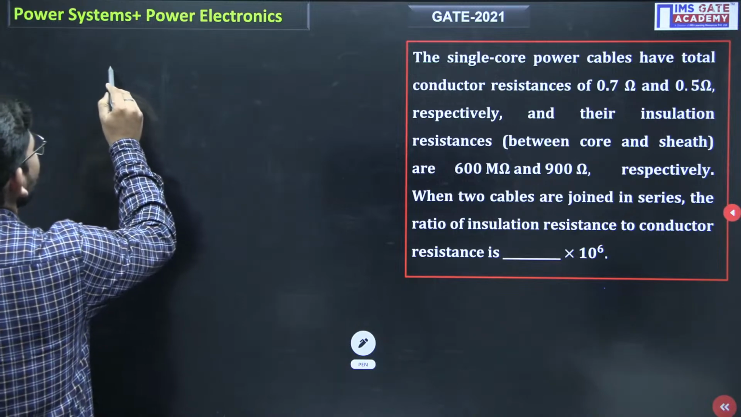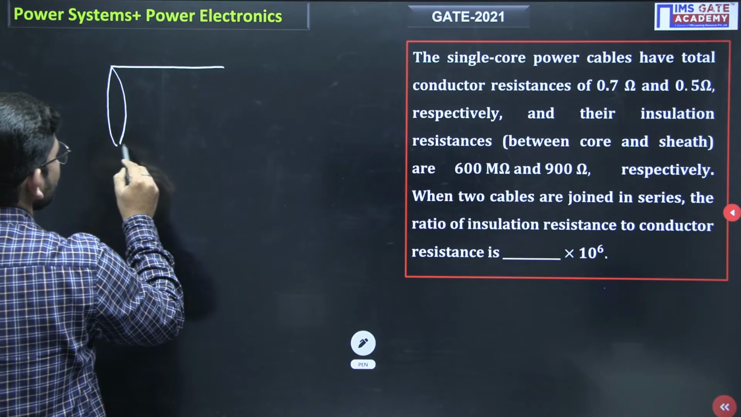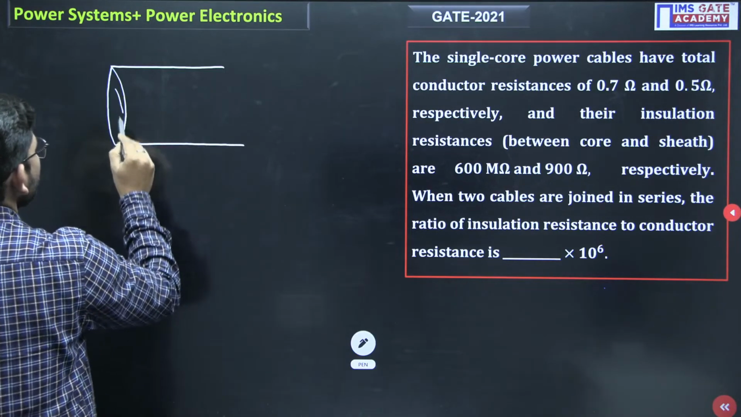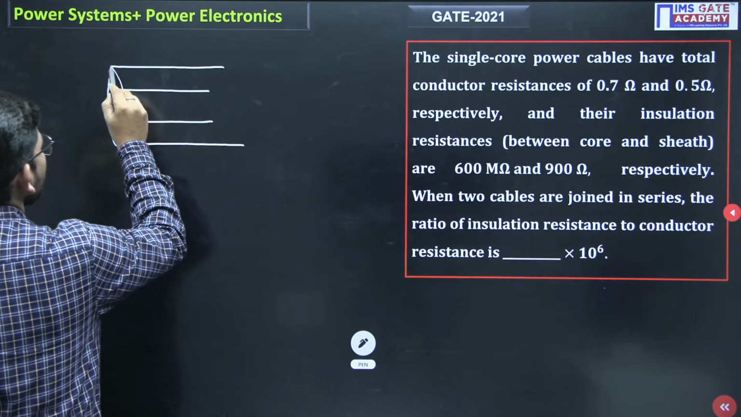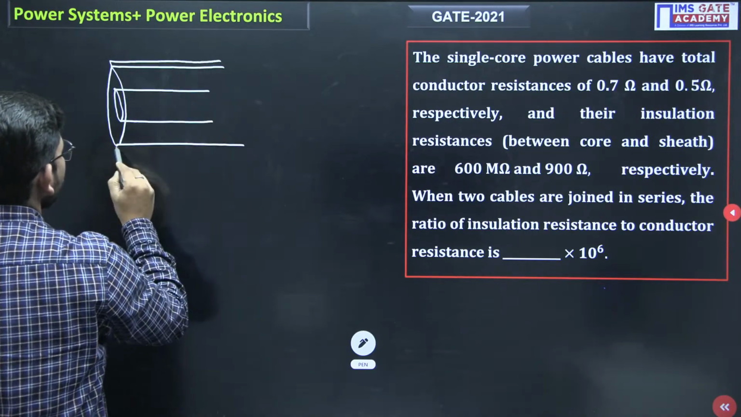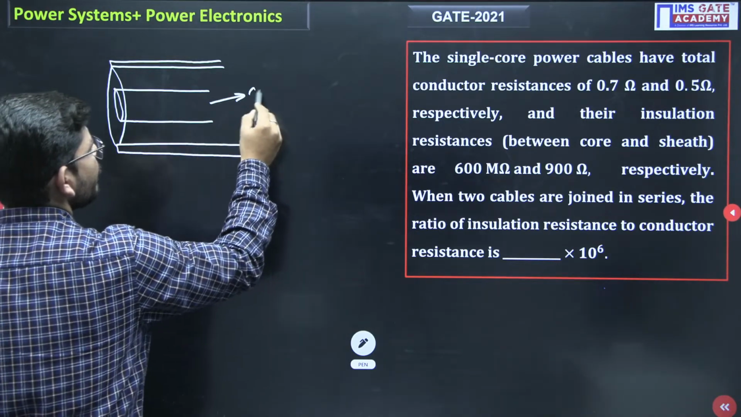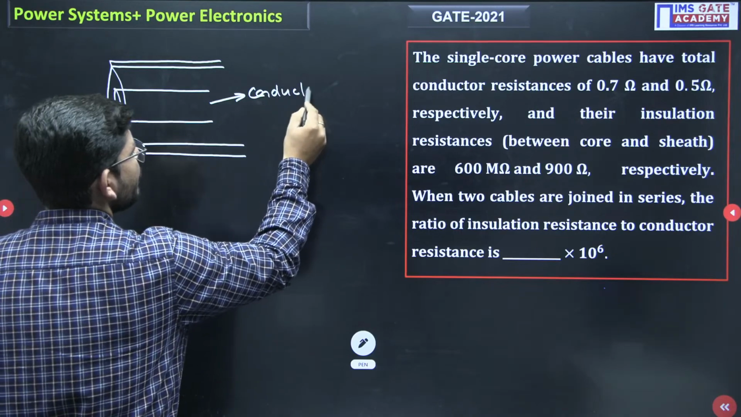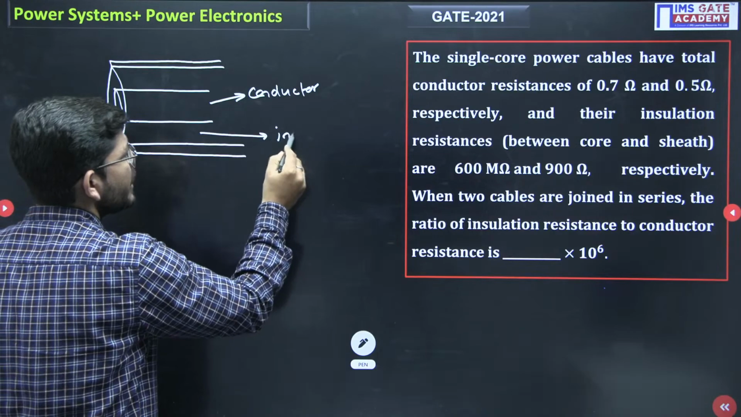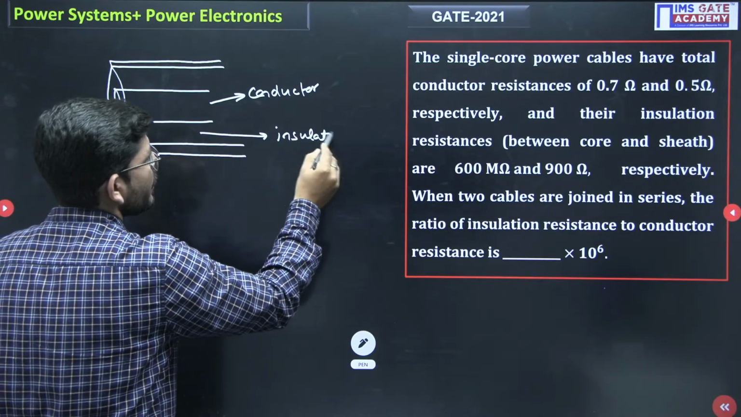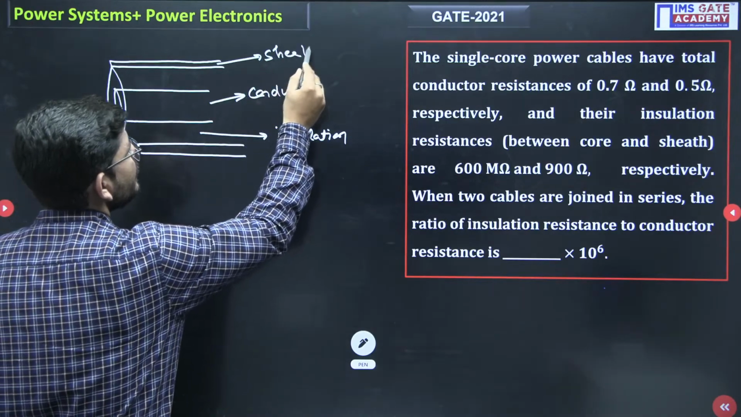Suppose we have a cable like this. So this is the conductor that we have. Let me remind you what a cable is. This is the conductor, and this is the insulation that we have. And then this is the sheath that we have.